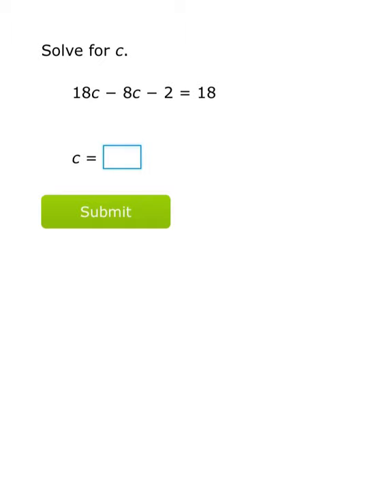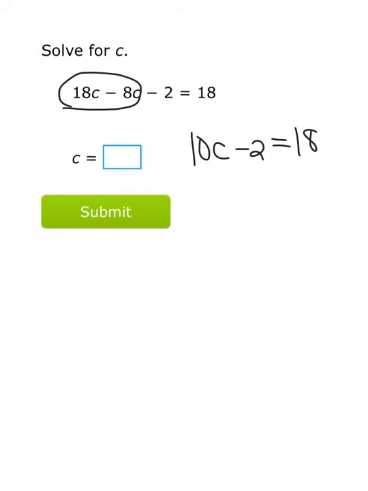Okay, next problem. Solve for c again, and before we can do anything, we need to simplify or combine some like terms. On the left side, I have 18c minus 8c minus 2, and since I have two c terms, I can combine those together. So 18c minus 8c would give me 10c. So I have 10c minus 2 equals 18. So already we made this a little bit easier just by combining those like terms.